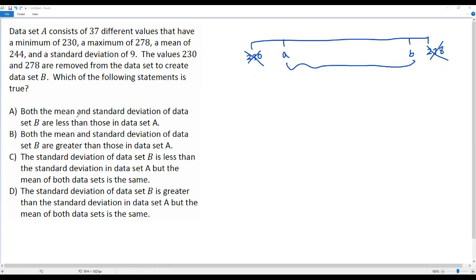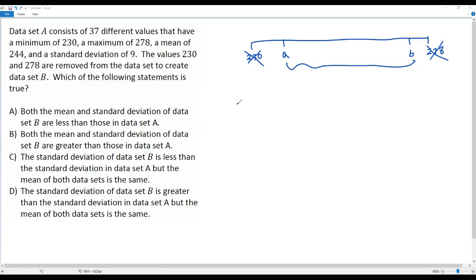So the standard deviation for the new data set will be smaller. Now let's talk about mean, because in each of the given answer choices, we have two things: one is mean, another one is standard deviation. Already we have made a conclusion for standard deviation. Now let's talk about mean. Let me consider the original data set A. We have 37 different values and the mean of the original data set is 244.